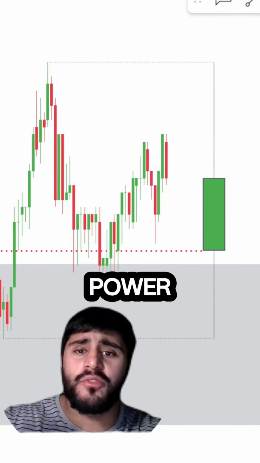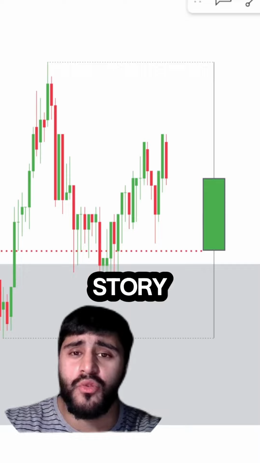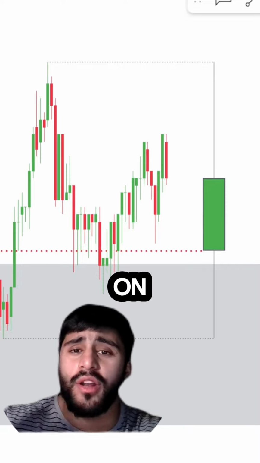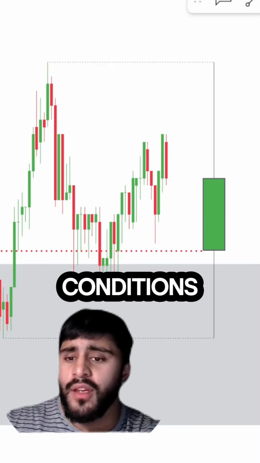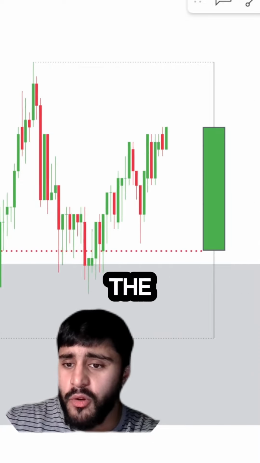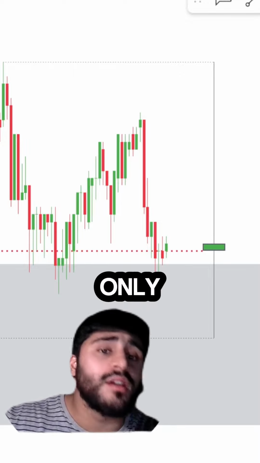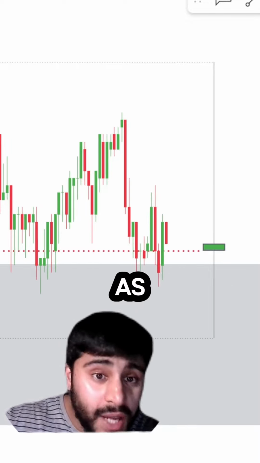Using the 10 a.m. power of 3 is only 40% of the story. Let me explain to you the other 60% of the story and why you keep missing out on high probability trading conditions. So we have the power of 3 indicator over here, and the red line is of course the opening. Now, rule number 1, if you're a disciplined trader, is to trade only below the opening or as close as you can to the opening, right?